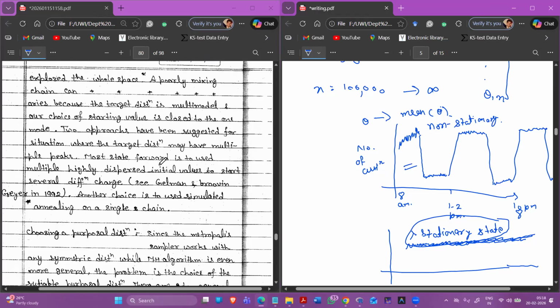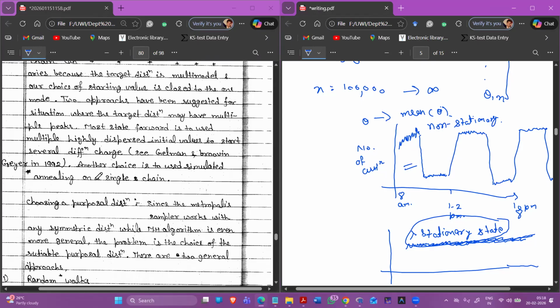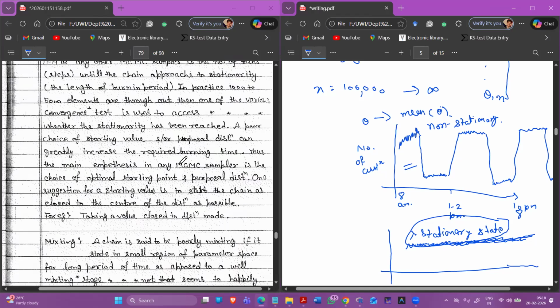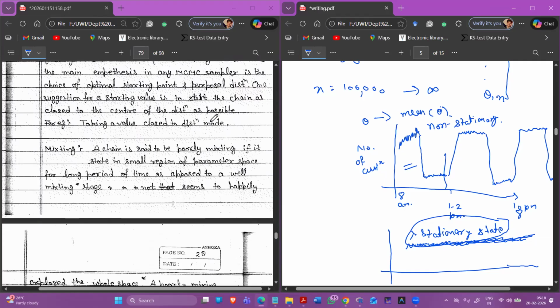Most straightforward is to use multiple highly disparate initial values to start several different chains. Another choice is to use simulated tempering on a single chain. It means what you need to do here, in the burn-in sampler, when you have this type of situation with the zigzag pattern, you are going to burn in some observations from the start, and after that you will start. And then the mixing problem is there.